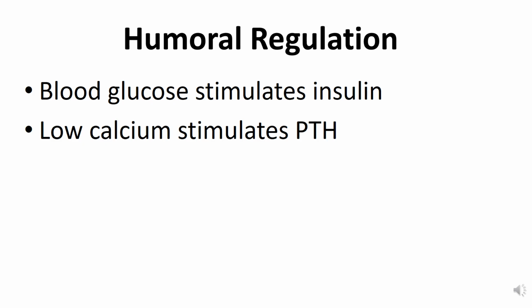Another important example is calcium regulation. Calcium is essential for muscles, nerves, bones, and heart function. Even small changes in calcium levels can affect the entire body. When blood calcium falls, the parathyroid glands respond quickly. They release parathyroid hormone, also called PTH.